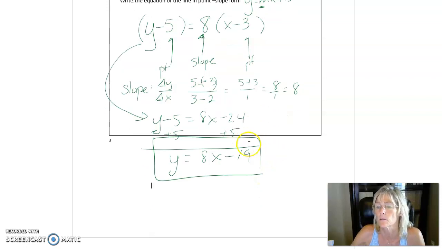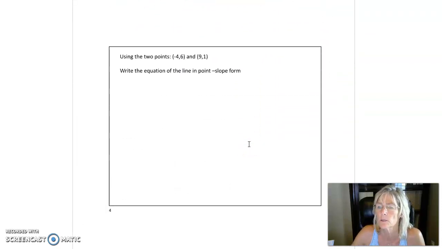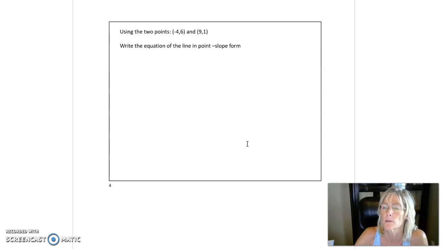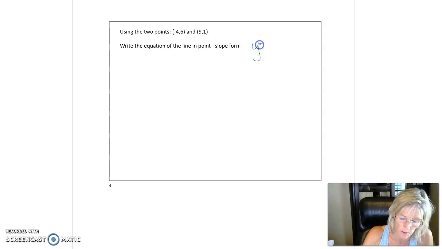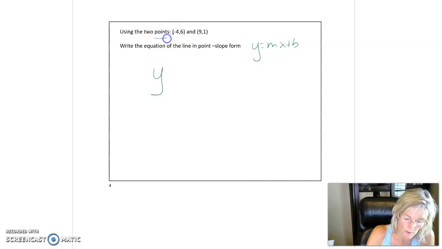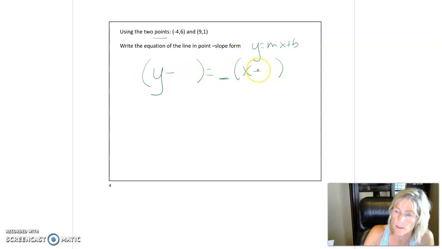Okay, let's look at one that's a little bit more difficult because it has fractions in it. So now we're going to use 2 points, negative 4, 6 and 9, 1. So again, I'm trying to put it in y equals mx plus b. So let's plug in what we know. So the formula, I'm given a point, and I'm trying to get it into point-slope. So y minus, here's my slope, x minus. Put your minuses in there because you'll forget them, and then you'll start adding and doing all kinds of crazy things. So first we need to figure out the slope.